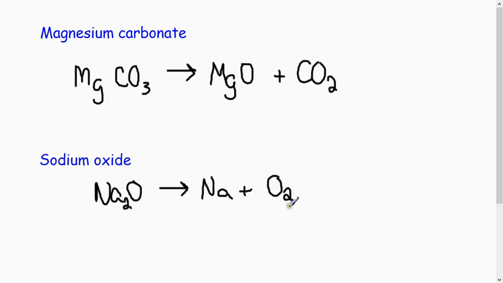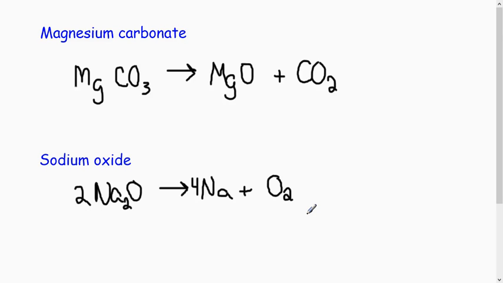So to balance this one, I have 2 oxygens on the right, but only 1 on the left. So I need a coefficient of 2 to balance out the oxygens. That gives me 4 sodiums on the right, so I need a coefficient of 4 here to balance the sodiums. So remember, a decomposition reaction will have one reactant, and it will break into 2 products.